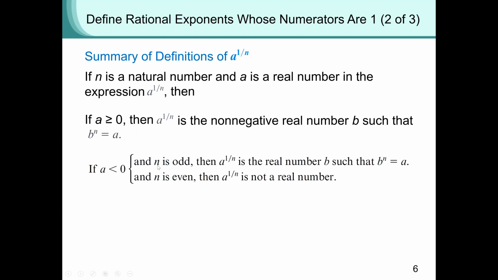We say that if the n, which is the root, can be 2, 3, 4, 5, etc. If it's odd, then we have a real number. But if it's even, like 2, 4, 6, 8, then it's not a real number. That's when a is less than 0. So the square root of any negative value, there's no answer, because 2 is an even number. Cube root is an odd number, so the cube root of any negative value, we are going to get an answer. The fourth root, we are not because it's an even number. The fifth root, we will get an answer because it's an odd number. So that's the rule here.